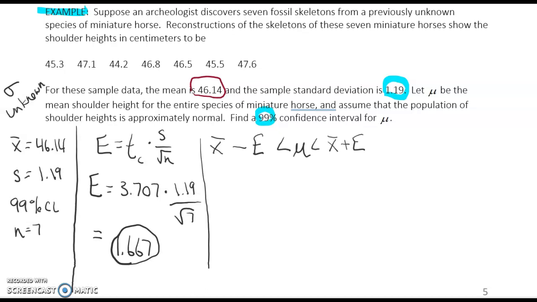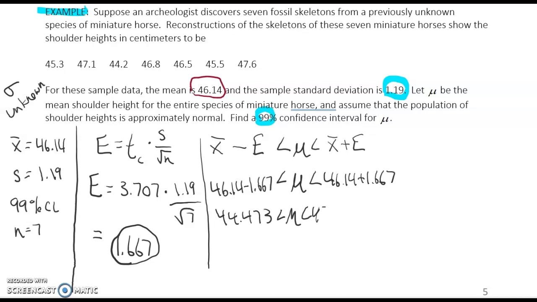To get our confidence interval, we have to find the boundaries for it. So the lower boundary is 46.14 minus 1.667, our sample mean minus our error, and then our upper bound is 46.14 plus 1.667, and we'll get our final confidence interval as 44.473 to 47.807. So that's the 99% confidence interval of the mean shoulder height for miniature horses.